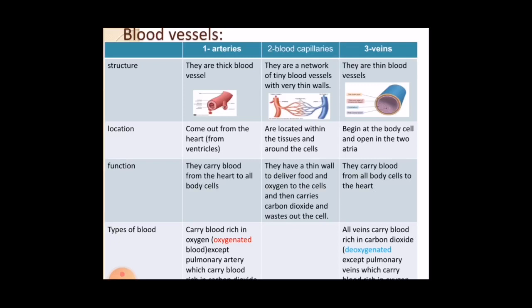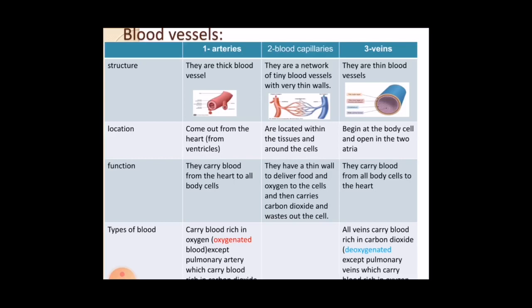Number 2, blood vessels. Blood flows inside the body through a network of blood vessels, so blood vessels are the paths of blood throughout the body. There are 3 types of blood vessels: arteries, blood capillaries and veins.